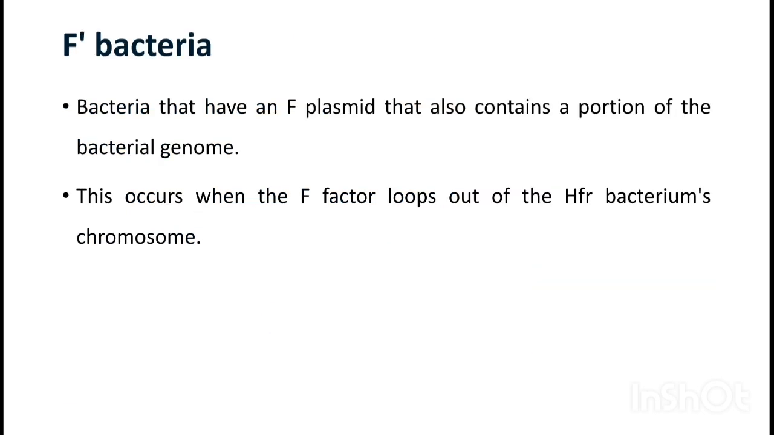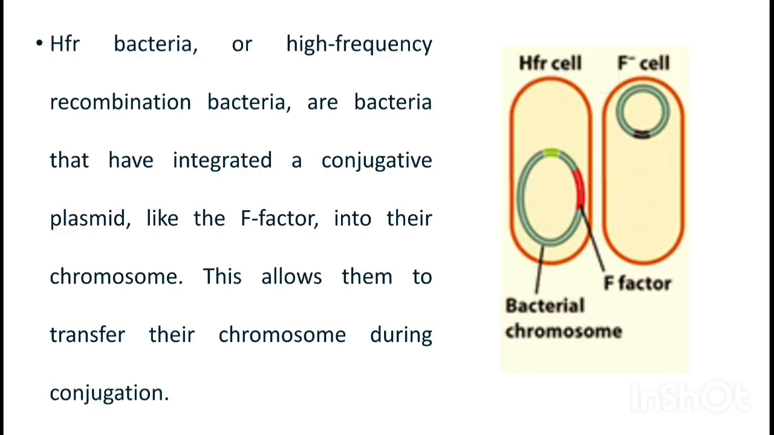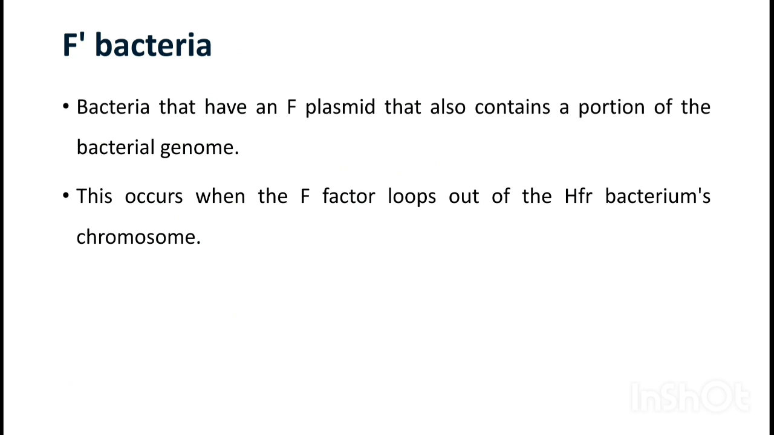Now what is an F dash bacterial cell? Bacteria that have an F plasmid that also contains a portion of the bacterial genome. That means now Hfr cells, sometimes the plasmid detaches from the Hfr cells. So it is the condition of Hfr. Sometimes this plasmid gets detached again from the normal bacterial chromosome, and that condition is called F dash cell. Those cells are called F dash cells.